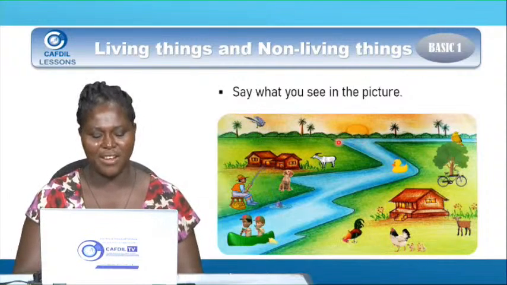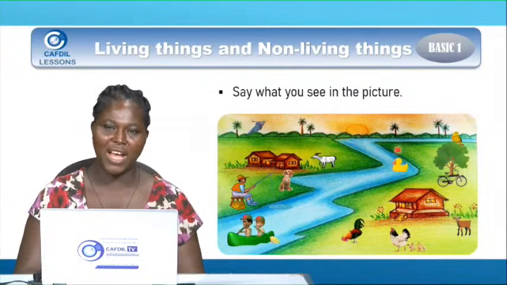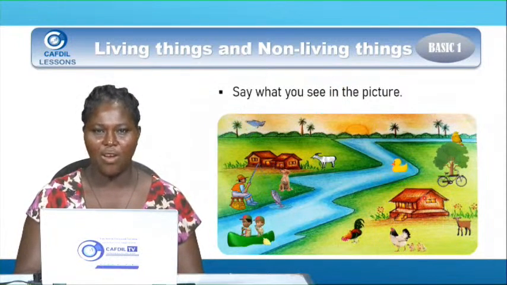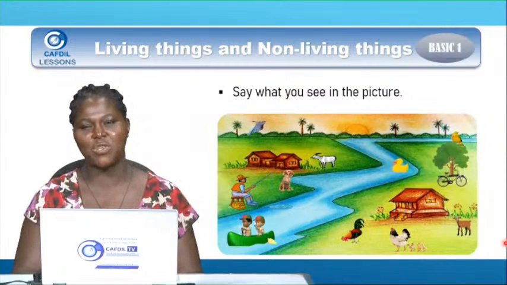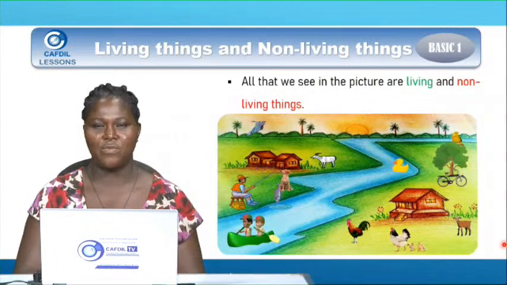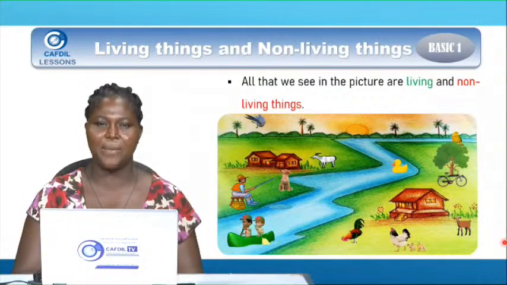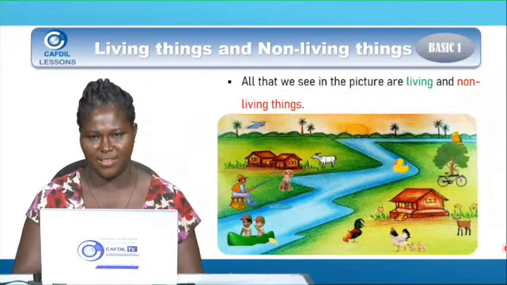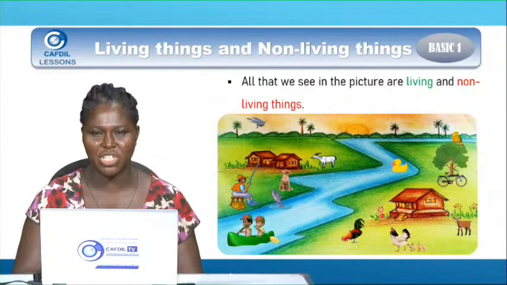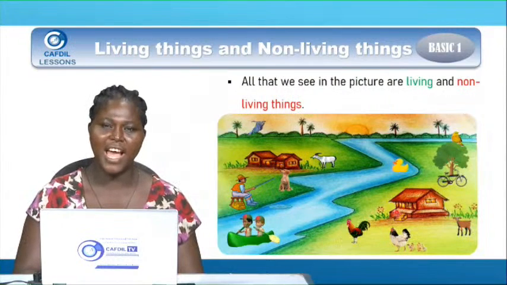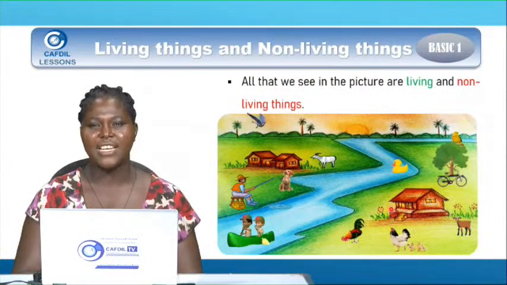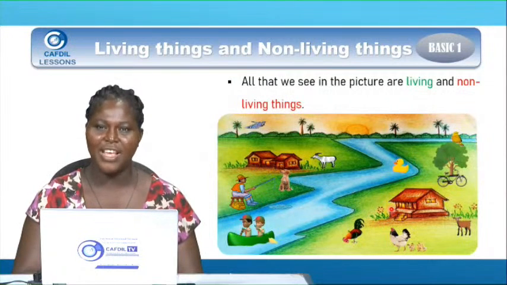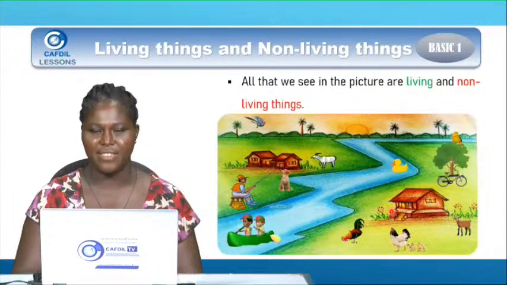Children, you have done very, very well. We have identified the things in the picture on our screen. So let's continue. Now, all that we see in the picture are living and non-living things. Let's all say it, living and non-living things.